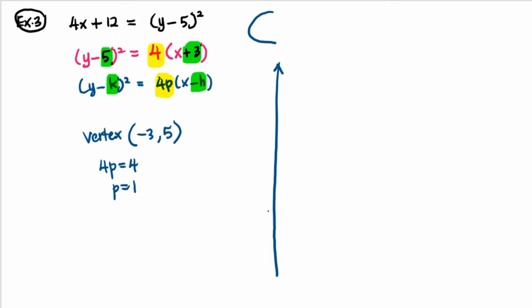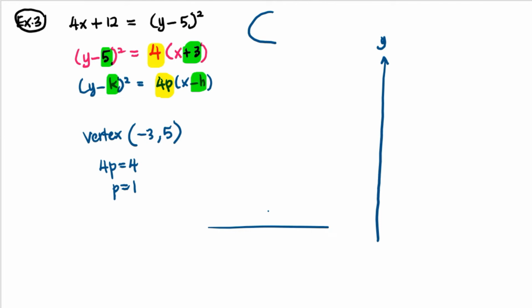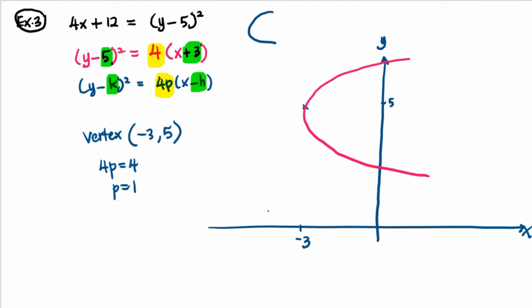Okay, so this is our vertex, the vertex at (-3, 5). Suppose 5 is here. Sorry, (-3, 5) will be something like this. This is y, so let me just draw this axis. This is -3 and 5 is somewhere around here. So that is the vertex, which is (-3, 5). Now we draw the parabola, which is open to the right, something like this.